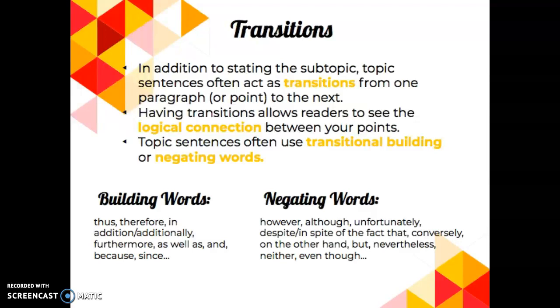Building words include things like thus, therefore, in addition or additionally, furthermore, as well as, and because, since. They are building your argument one point off of another point: in addition, or because of this, therefore that. Whereas negating words are showing those complexities or introducing perhaps an opposing position. These are words like however, although, unfortunately, conversely, on one hand, on the other hand, nevertheless, and so forth.